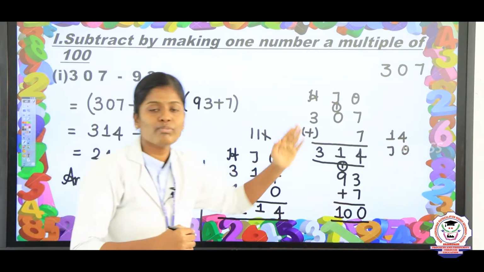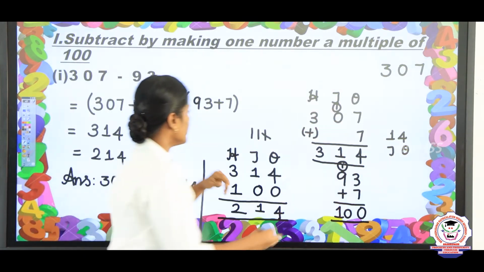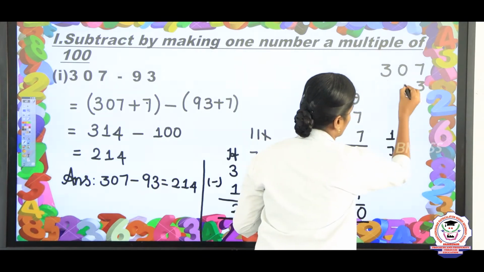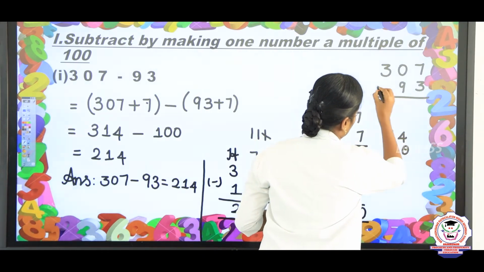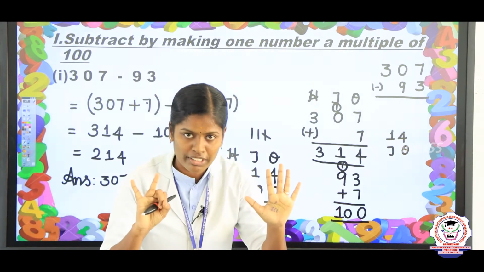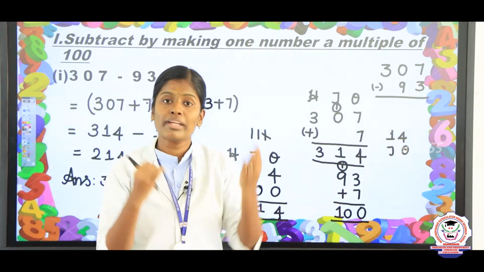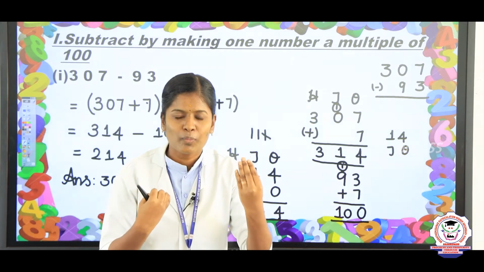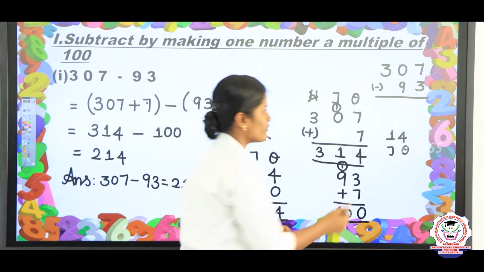Now we should start from the ones place value. So write 3 and then 9. Do the subtraction. Now take 7 minus 3. Just show your 7 fingers and 3 fingers. Remaining how many fingers are there? We have 4 fingers. So the answer is 4.